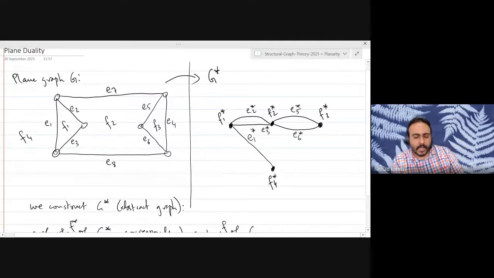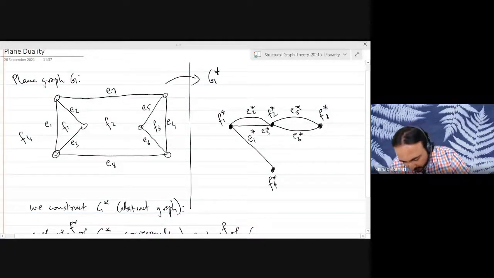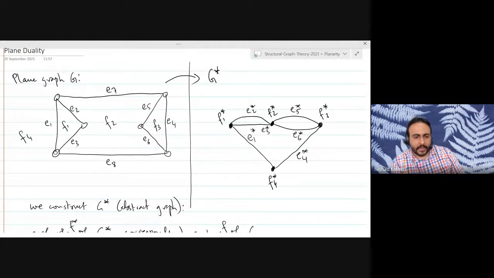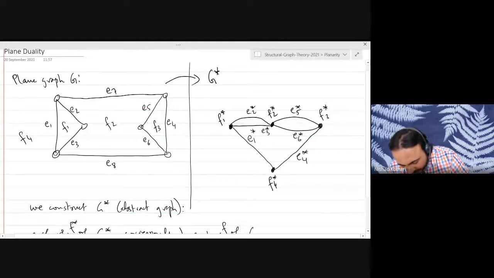Okay. F4 and F3, they have a common edge, which is E4. So that will be here. And finally, F2 and F4, they have two common edges, E7 and E8. So there will be two parallel edges like this, E7 star and E8 star.